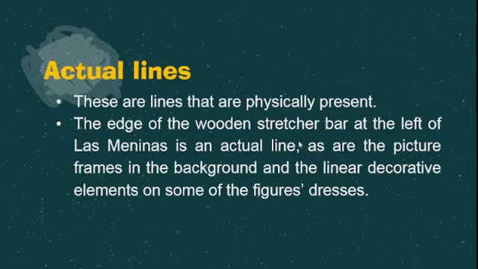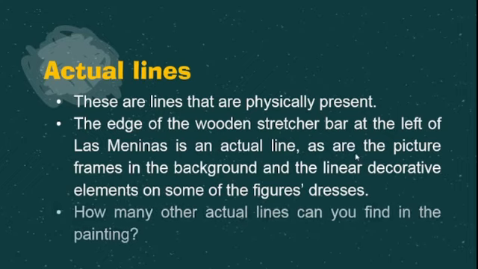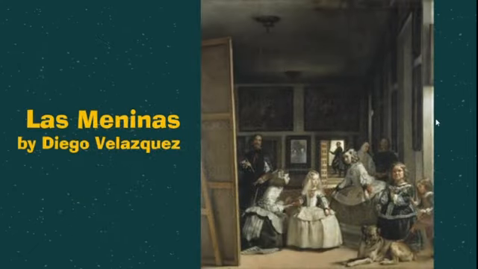The edge of the wooden stretcher bar at the left of Las Meninas is an actual line, as are the picture frames in the background and the linear decorative elements on some of the figures' dresses. While you take a look at the picture, I want you to identify the actual lines that you can find in the painting. All right, so this is it. It's called Las Meninas by Diego Velázquez.